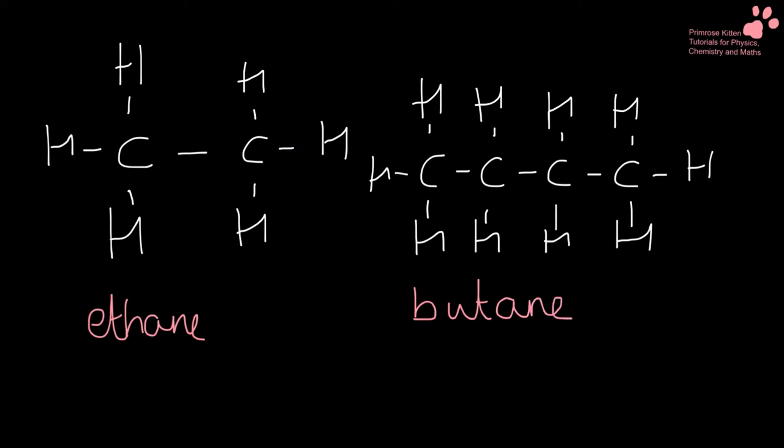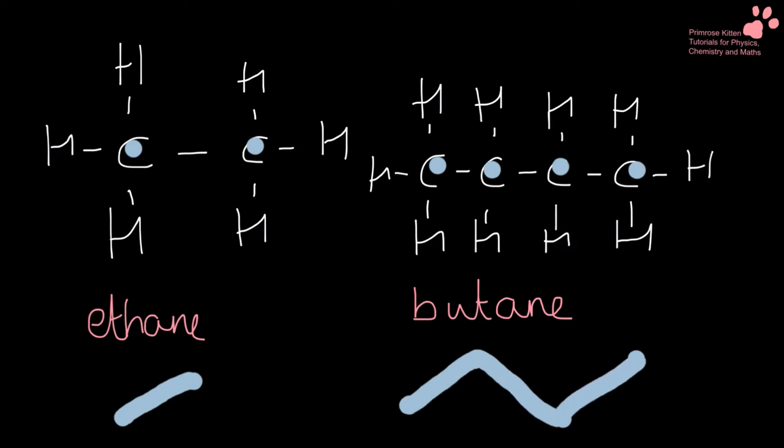Now naming those from drawings like this is relatively easy. We need to start thinking about skeletal formulas now, and skeletal formulas are slightly different. What we do is we don't draw any carbons or hydrogens. Whenever we have a carbon, all we do is put a really big dot in place. So for ethane, we have 2 dots, and then we just join these dots up. For butane, we have 1, 2, 3, 4 dots, and again, we just join these dots up.